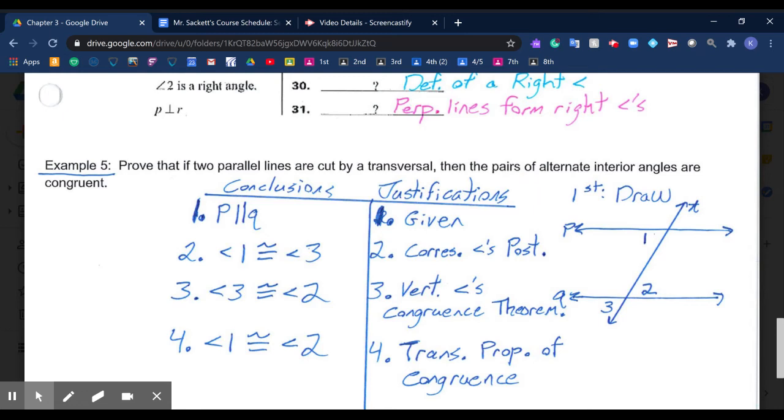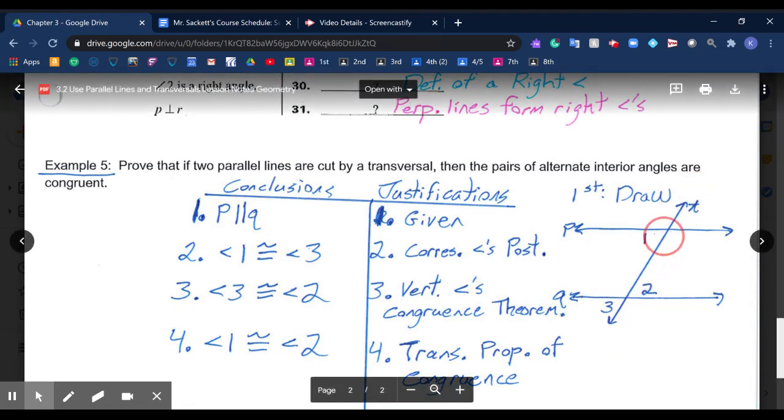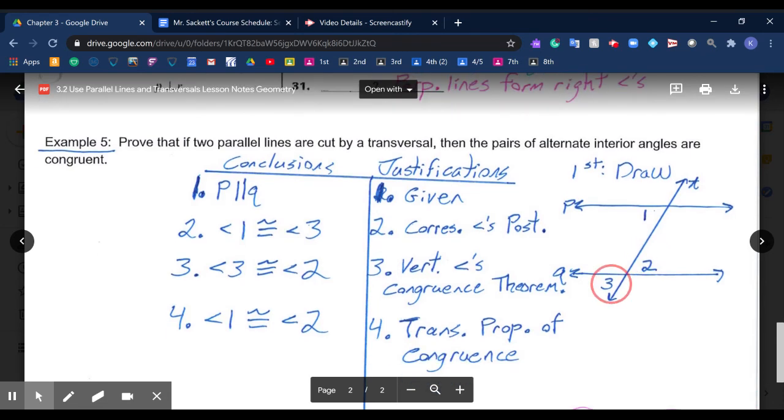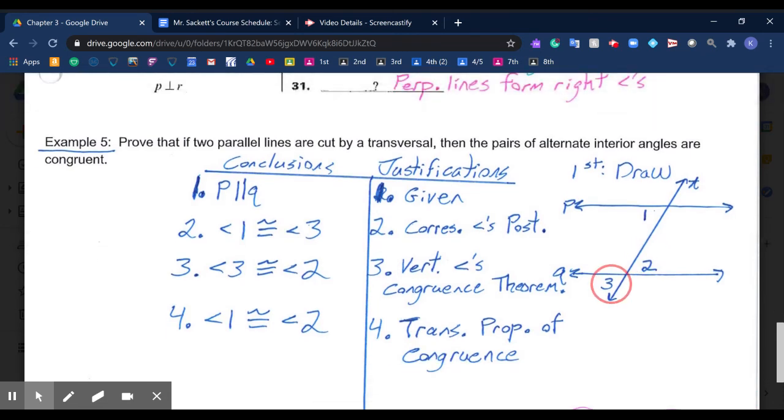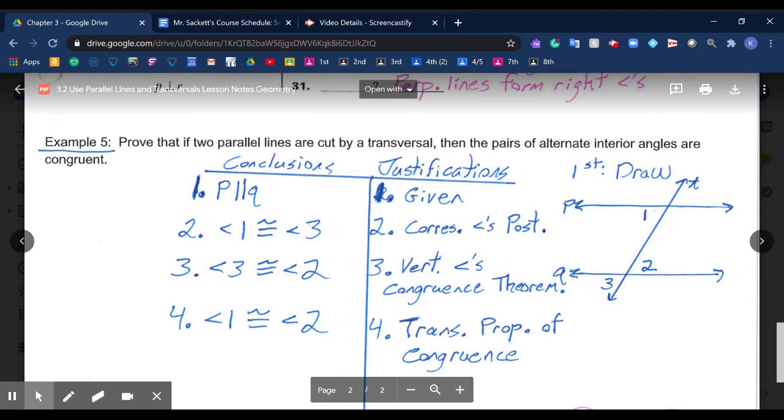So in this case, the first thing I do is draw an image if I don't have it. So I just drew an image with two parallel lines. I labeled them P and Q. And then I had a transversal labeled line T. And what I'm trying to do is prove that alternate interior angles are congruent. So I just numbered my alternate interior angles, 1 and 2. And then I also numbered a third angle down here, 3. So now I can start to work my way through my proof.